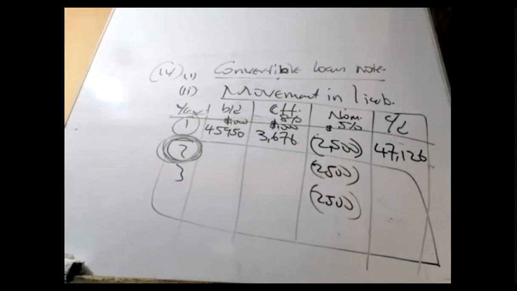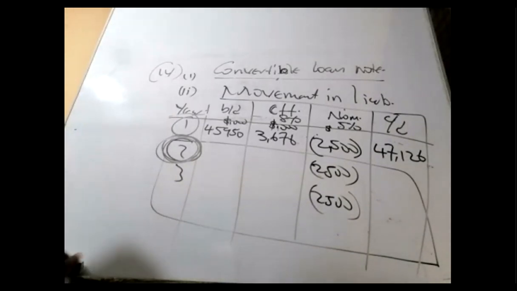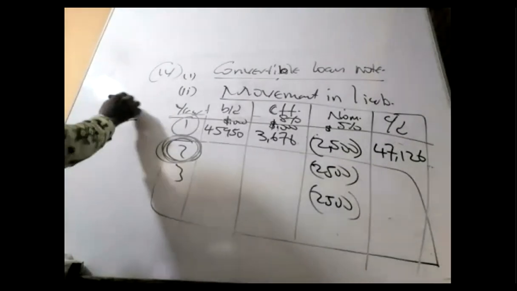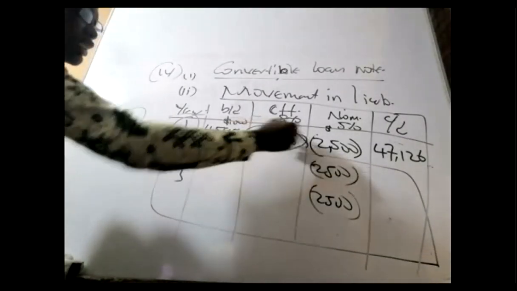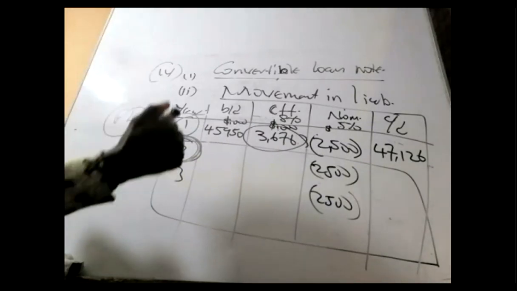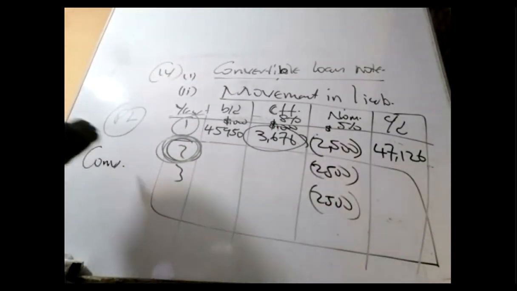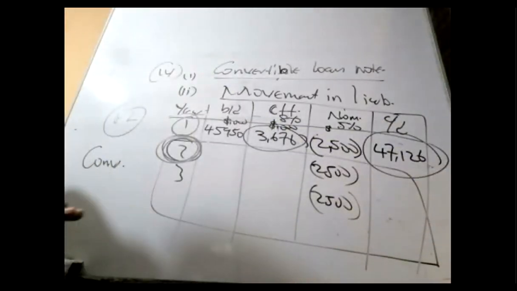So it means that our end here, you can continue to finish fast. When you go to your P&L for this particular year, the finance charge should be what? 3,676. When you go to your financial position, the final figure for the convertible loan notes, you pick the 47,126. That is all.